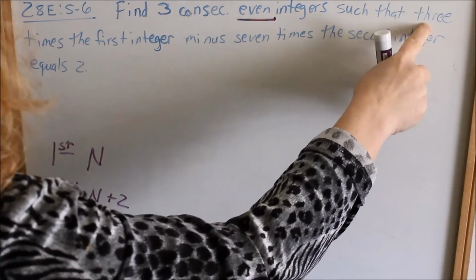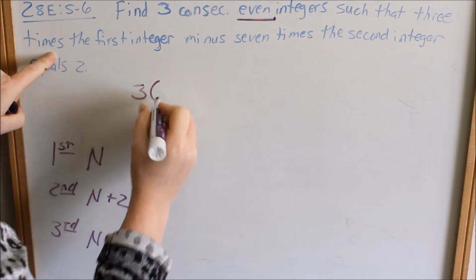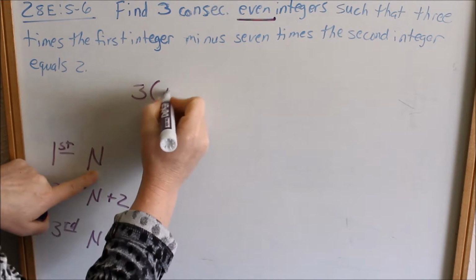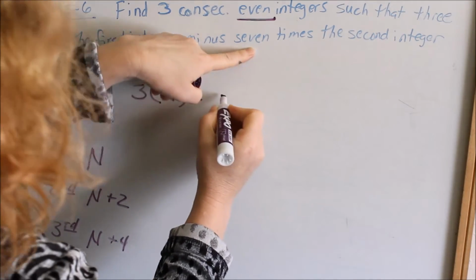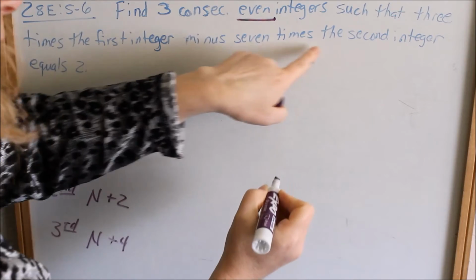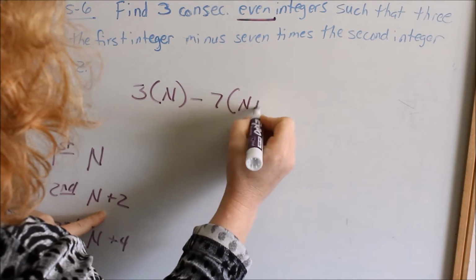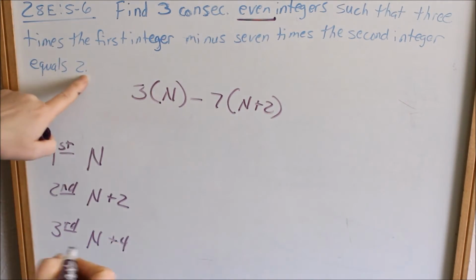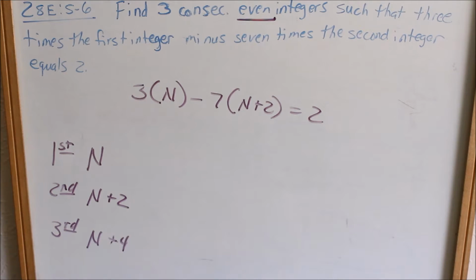So I have such that 3 times the first integer. Down here my first integer is n, minus 7 times the second integer. Okay, what's my second integer? n plus 2. So now the second integer equals 2. Okay, now I need to solve. I only have one unknown, n. I need to solve for that.